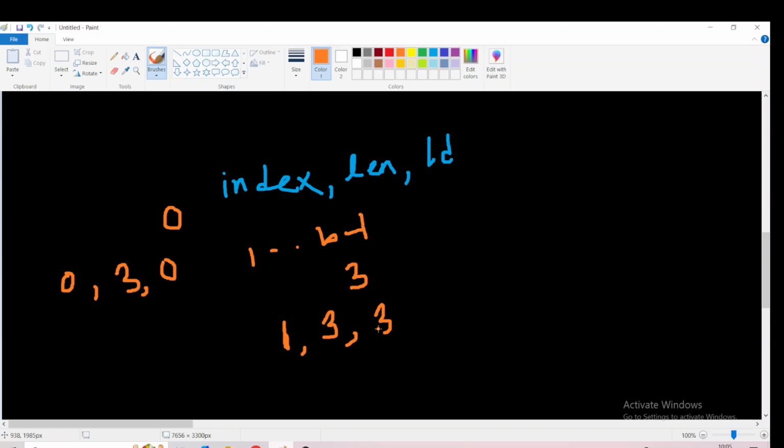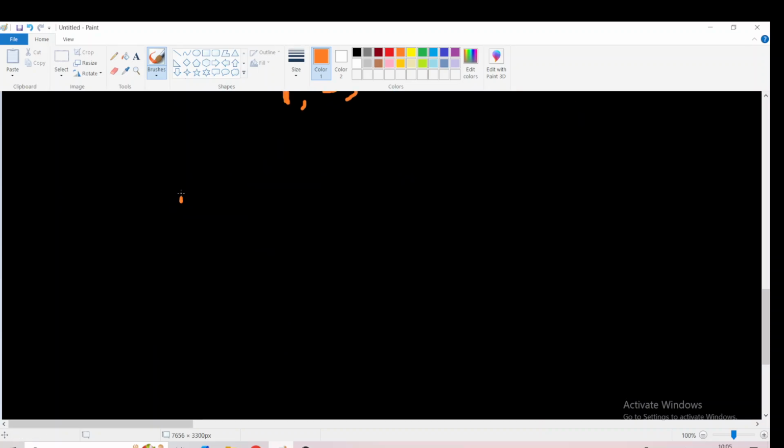Now in the second position, we can't take any digit from 0 to 2, because our value should be non-decreasing. So we have to take any value from 3 to base minus 1. That is why we are taking last digit as a parameter. Now let's say our recursion function is count, and it takes some parameters: first index, second length, and third last digit. It will also take the string.